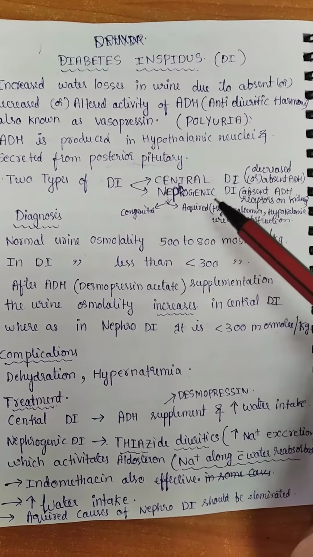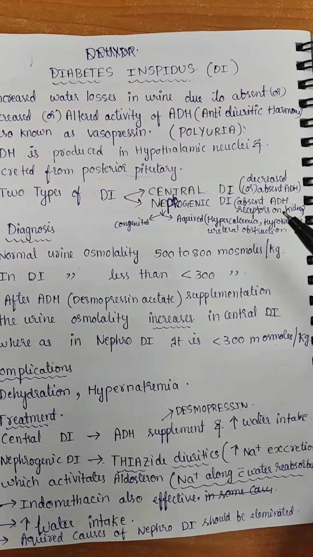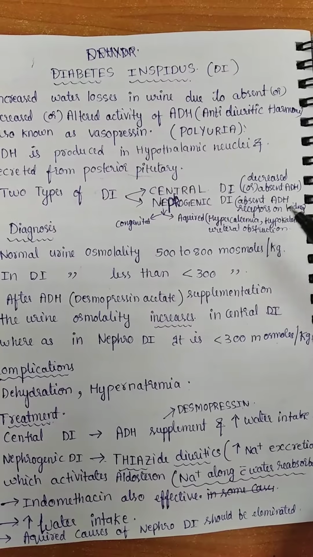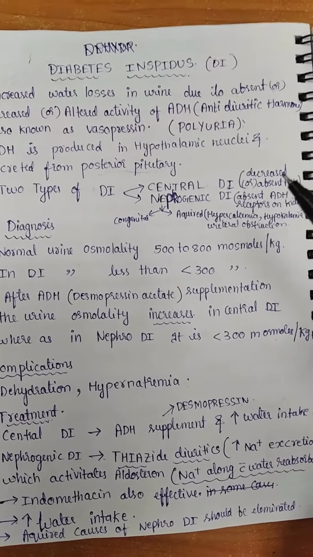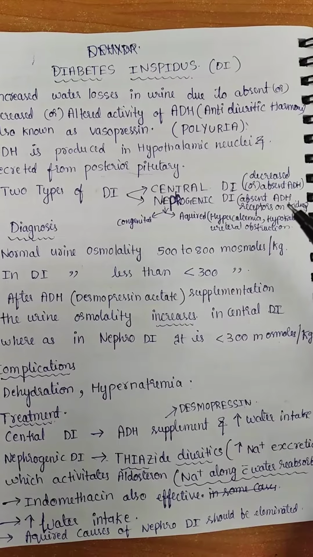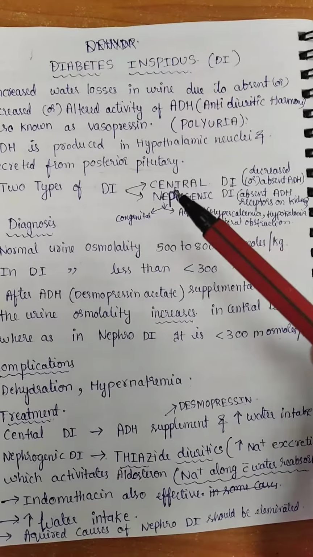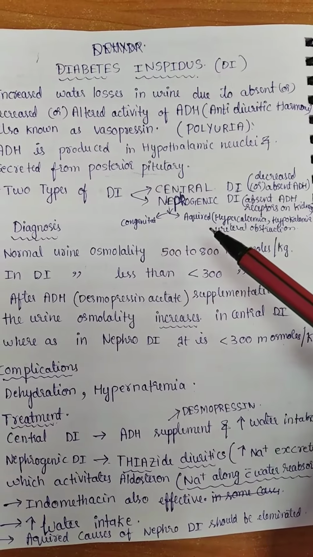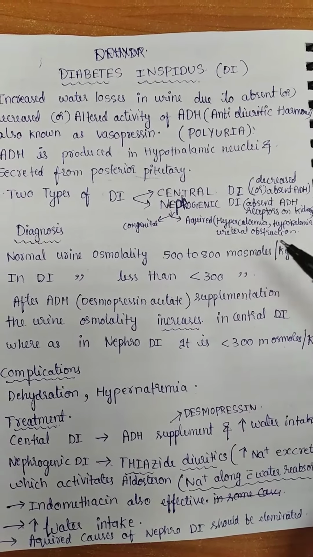Nephrogenic diabetes insipidus: here the ADH secretion and production is normal, but the ADH receptors on the kidney are absent or altered. Due to this, though the ADH is normal in the body, it cannot act normally because of the absence of ADH receptors on the kidney. It is of two types, congenital and acquired. Acquired is seen in hypercalcemia, hypokalemia and urethral obstruction.